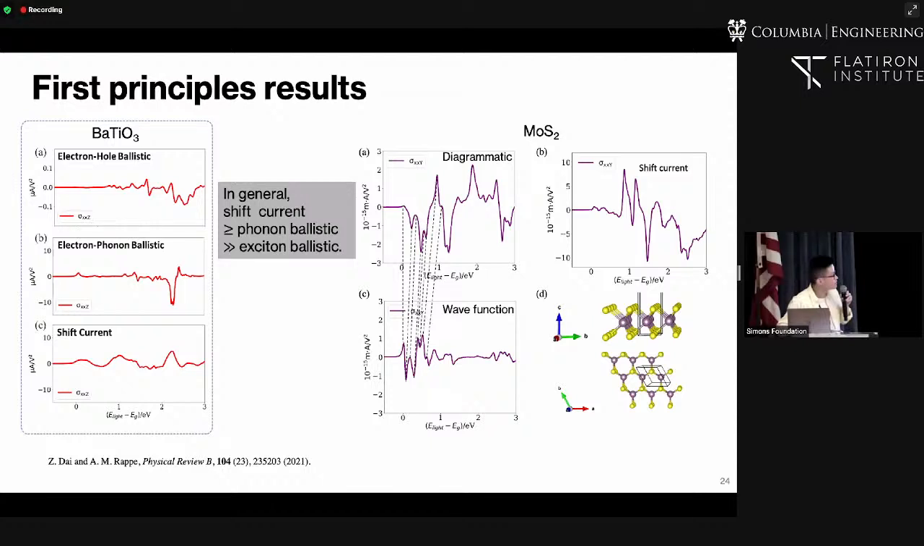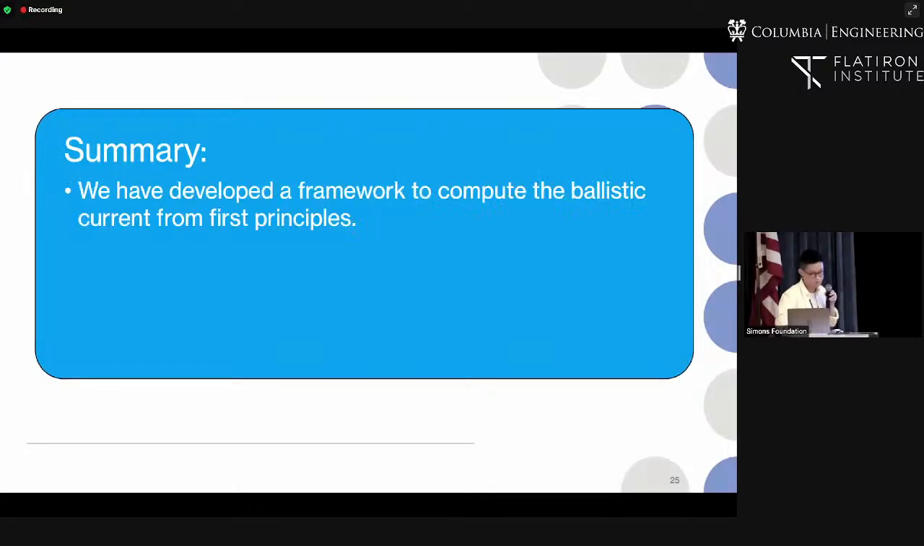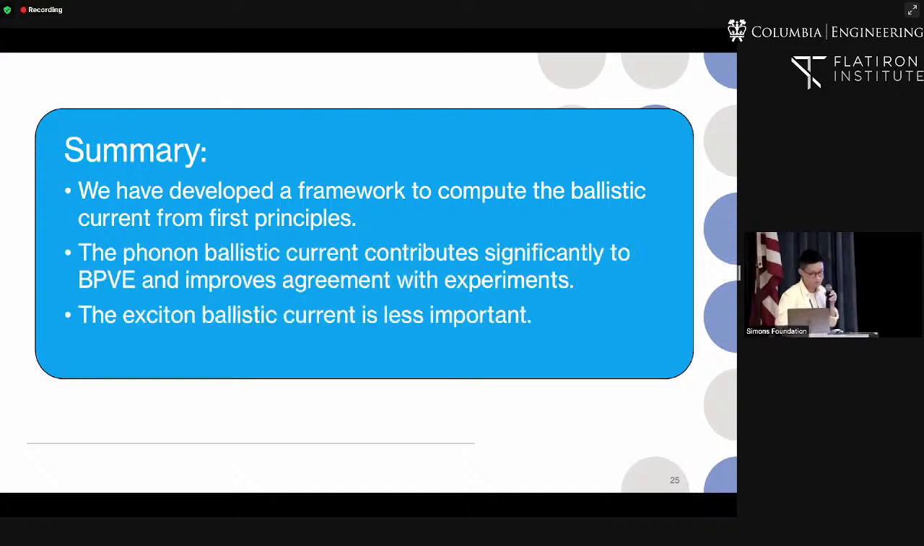Okay, so just to briefly summarize what we have done, we developed a framework to compute the ballistic current from first principles, and our numerical results show that the phonon ballistic current could be as important as the shift current, whereas the exciton ballistic current is less important.